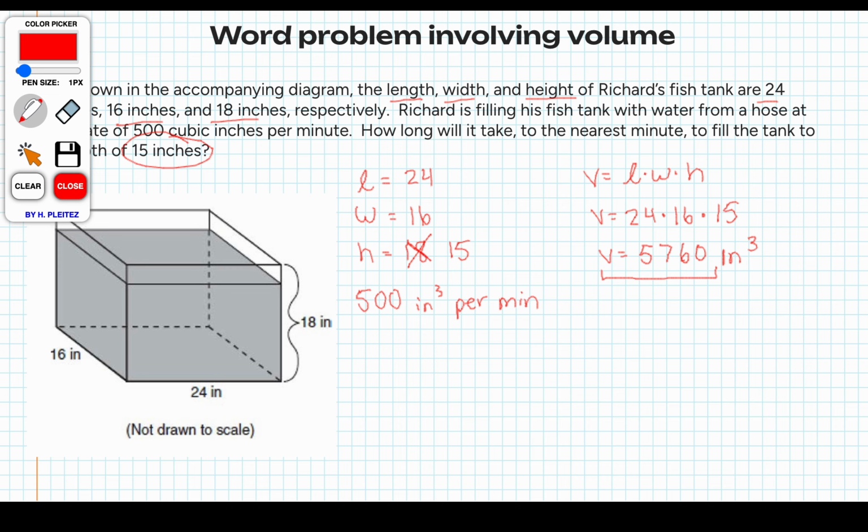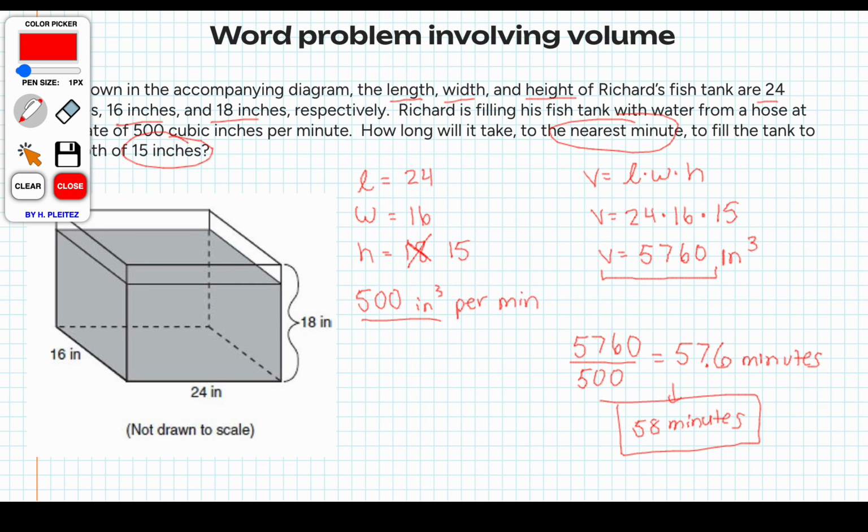Now, if we're doing it at 500 cubic inches per minute, what we need to do is take that entire volume, 5,760. If we divide it by 500, it's going to tell us how many minutes it's going to take. And if we do that, we get 57.6 minutes. And always go back to your question, what do we want to round to? So let's do the nearest minute. So we're going to have 58 minutes. So it would take 58 minutes to fill this tank up to a depth of 15 inches.